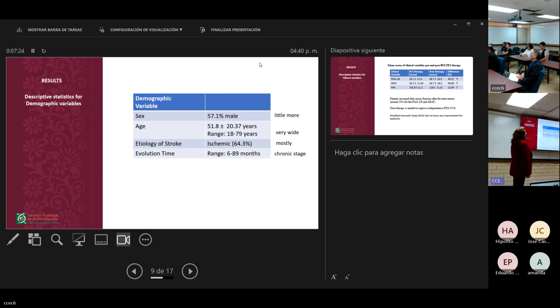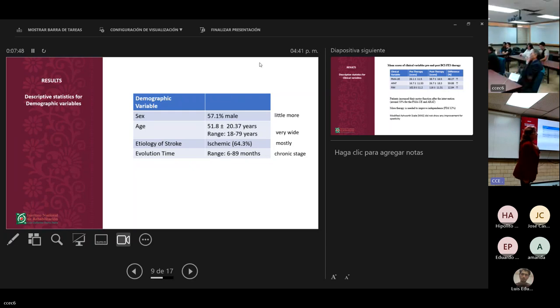The descriptive statistics show that a little more than half the patients were men who had a stroke. The age range is very wide, 18 to almost 80 years. Look, young people also. And the principal type of stroke is ischemic. And the time of evolution of this stroke is 7 to 89 months, that is, chronic stage.